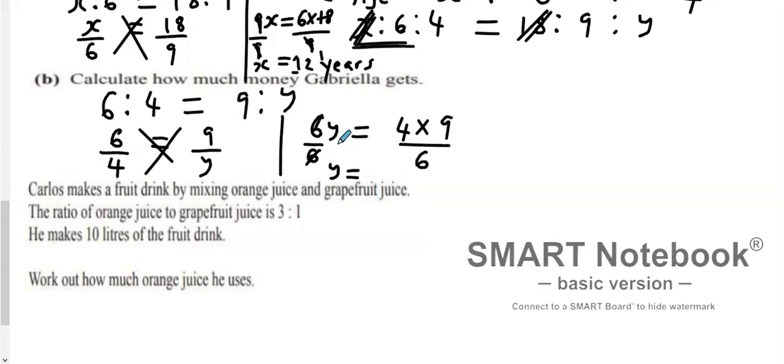Now, how do we simplify this expression? We simplify by 2: 6 divided by 2 is 3, and 4 divided by 2 is 2. Then by 3: 9 divided by 3 is 3, and 6 divided by 3 is 2. So 2 times 3 is 6. So Gabriela gets $6.